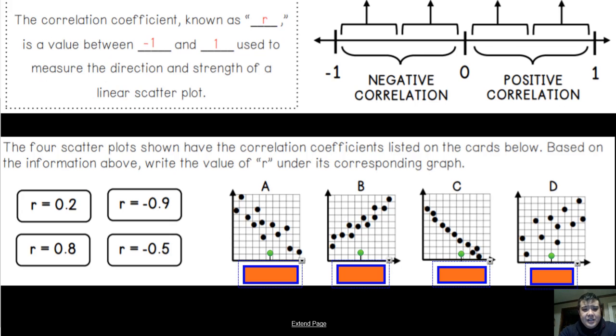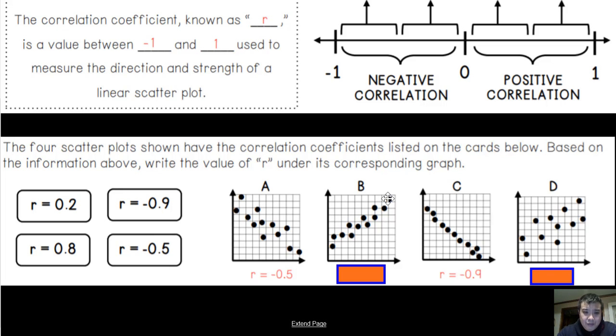Here it says the four scatter plots shown have correlation coefficients listed on the cards below. Based on the information above, write the value of R underneath its corresponding graph. So we have A and C as negatives, so it's going to be either -0.9 or -0.5. A has a stronger negative correlation because these dots fit more like a straight line than this one. So therefore, this is going to be the -0.9. And this one's going to be the -0.5.